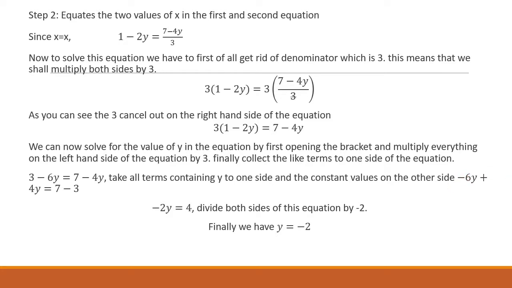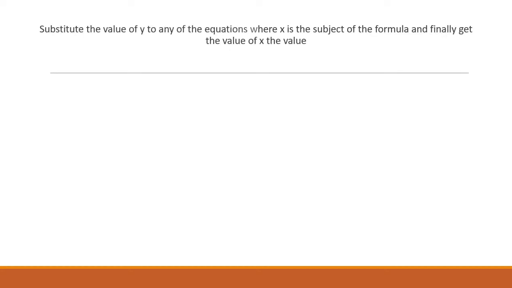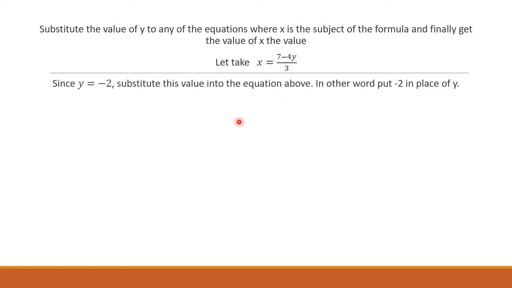Now that we have the value of y, what are we going to do? We are going to take that value of y and substitute it in any of the equations. What equation do we take? Let us take equation 2. This was the transformed form of equation 2. So what is the value of y? Here you have y, but we know the value of y. So let us substitute the value of y, which is negative 2, into this equation. We are going to put it in place of y there.